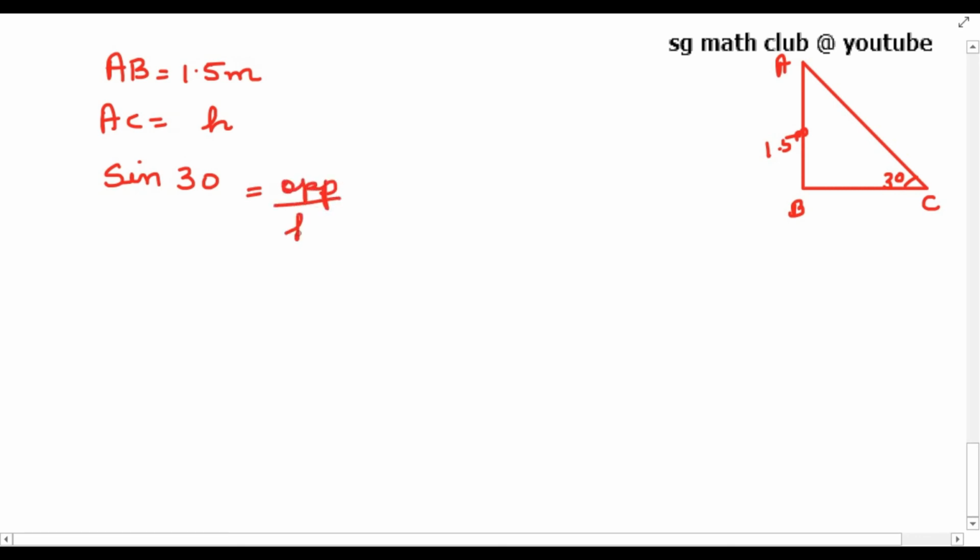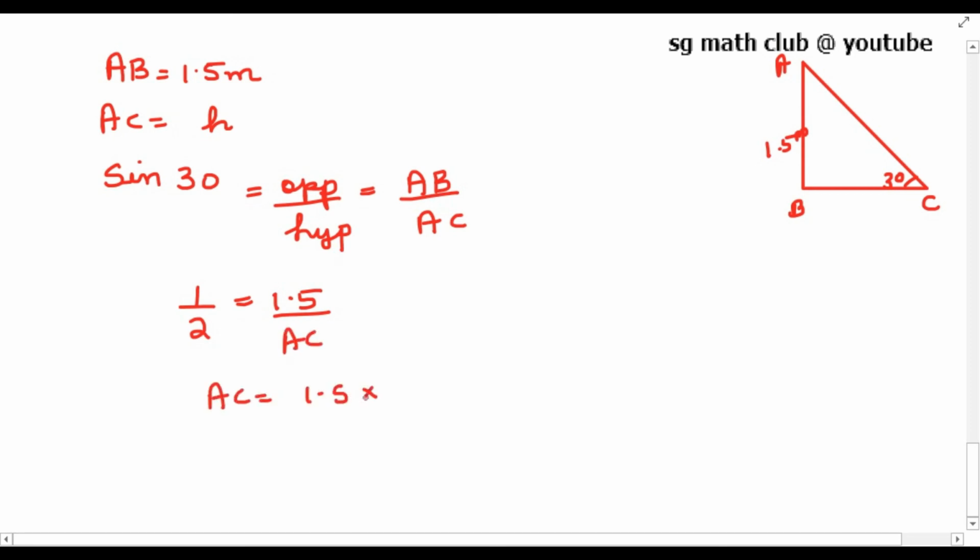So opposite side by hypotenuse. Opposite side already they have given. Opposite side is AB and hypotenuse is AC. And sin 30 we know it is 1 by 2. So 1 by 2 is opposite side 1.5 divided by AC, and AC equal to 1.5 into 2, which is equal to 3 meter. So the length of the slide will be 3 meter.